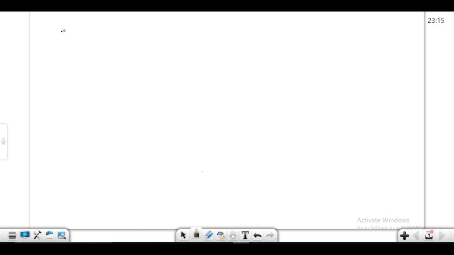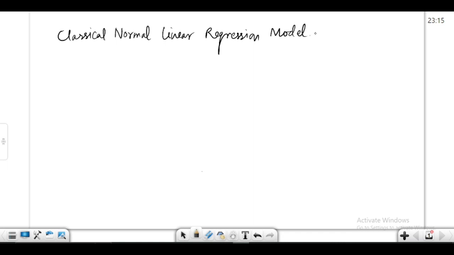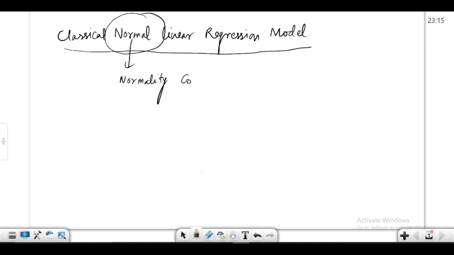So the topic is classical normal linear regression model. Okay, so we have already discussed your classical linear regression model. So the extra element here is this word normal. What this addition means is that it is basically talking about the normality condition.